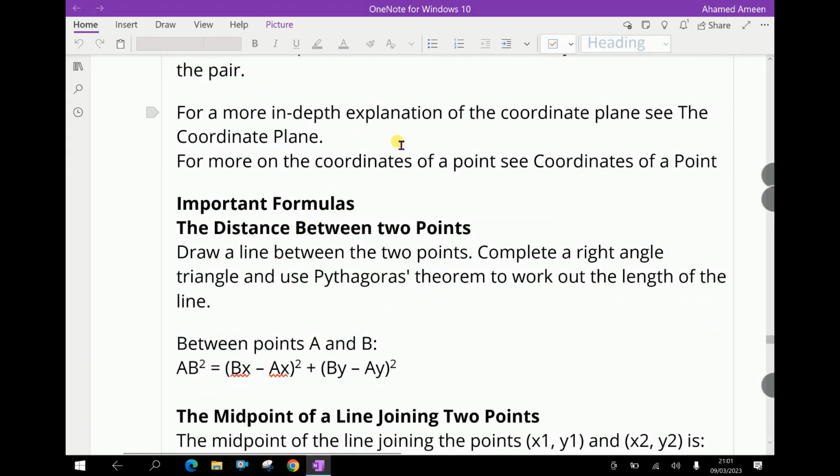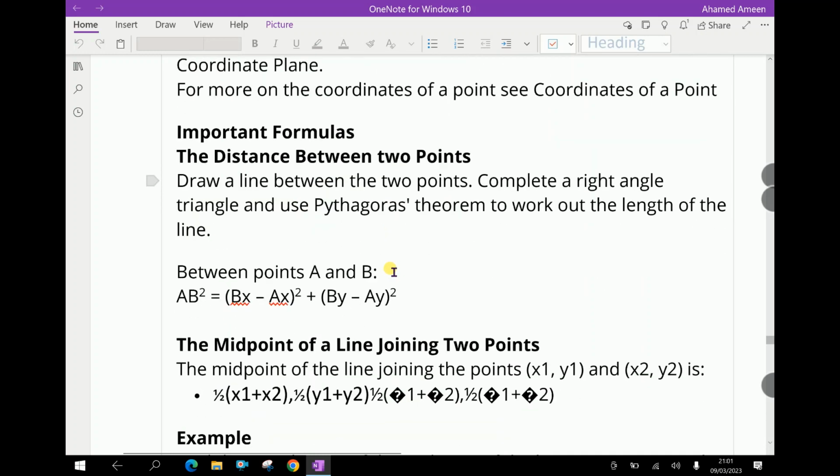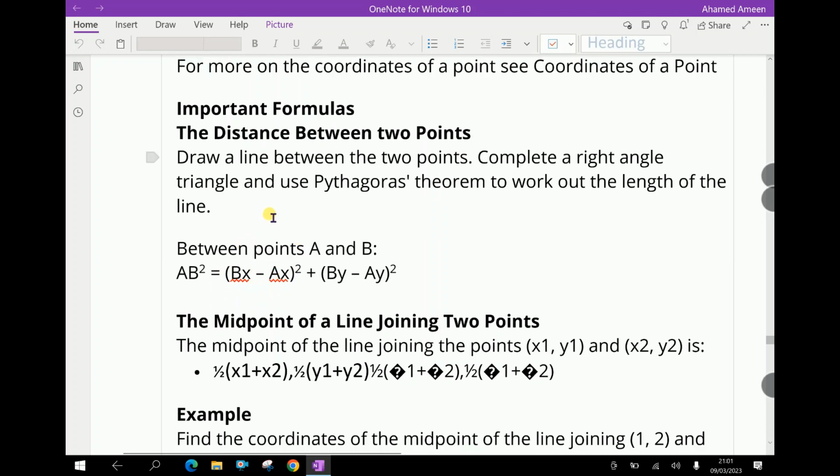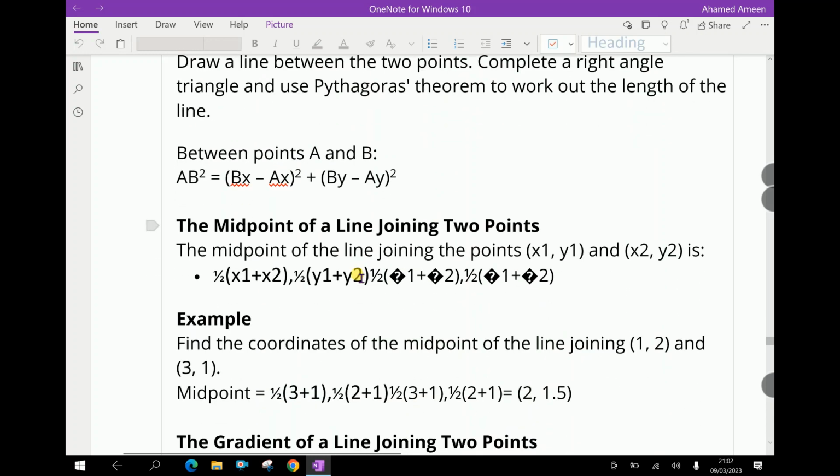Here from coordinate geometry we can discuss the distance between two points. Suppose points A and B, the square of the distance AB squared equals (BX minus AX) whole squared plus (BY minus AY) whole squared. That means AB equals the square root of these things. The midpoint is the point ((x1 plus x2) divided by 2, (y1 plus y2) divided by 2).